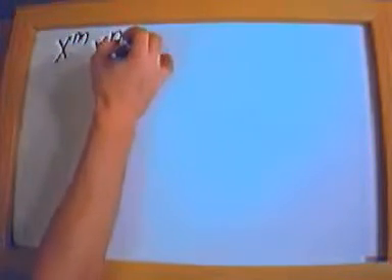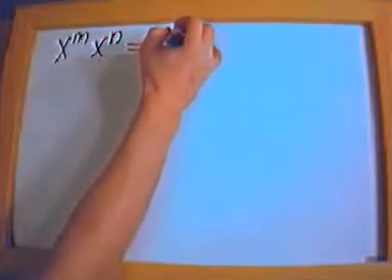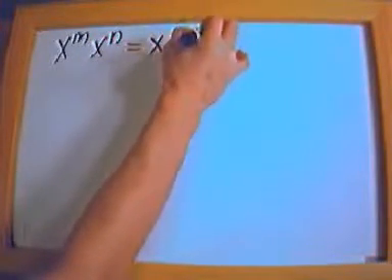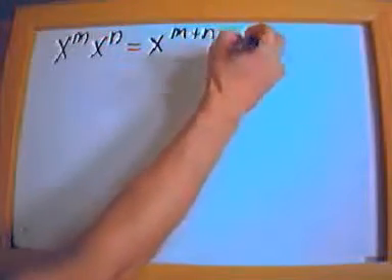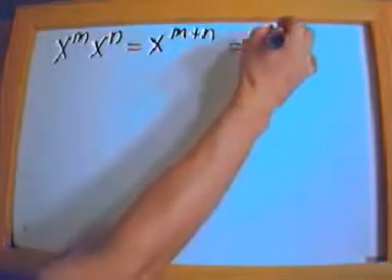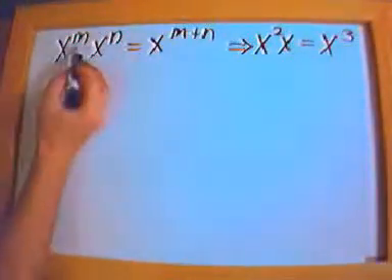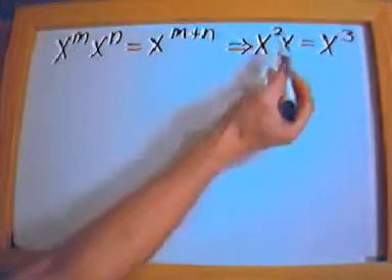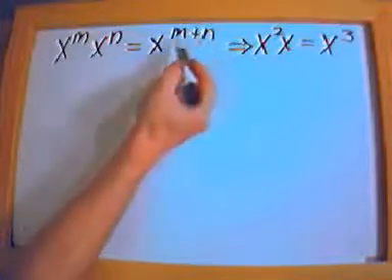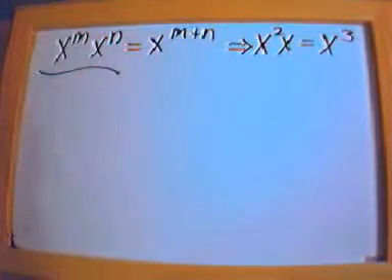If you have x raised to the mth power times x to the nth power, that's simply equal to x to the m plus n. Okay, and that's kind of like x squared times x is x to the third. All this is saying is I've got two powers of x, 2 and 1, and I can add them and get the answer. Okay, so that's how you do that.